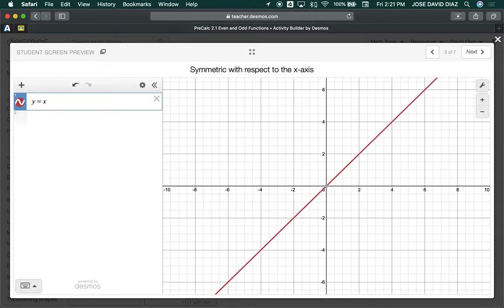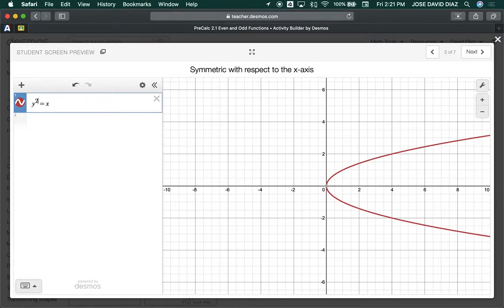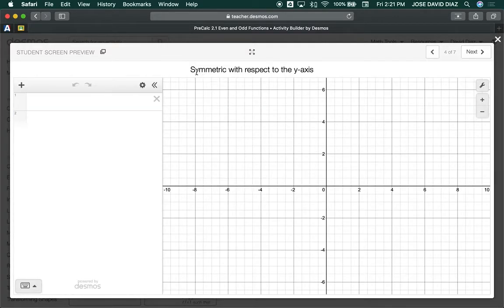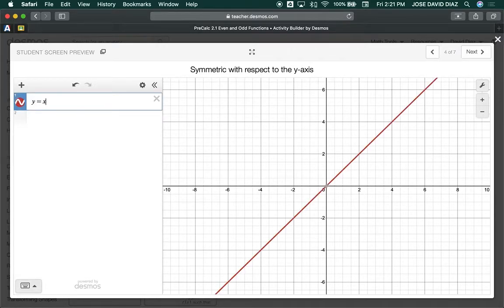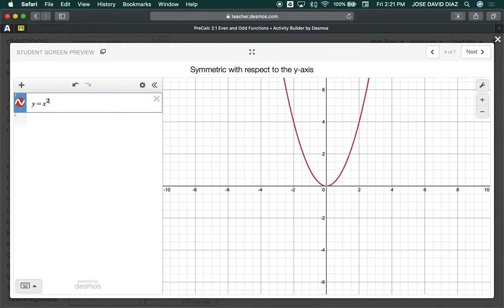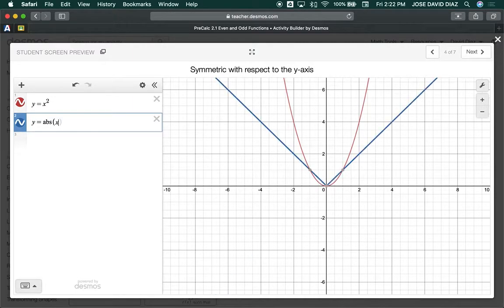We can just place the square. So that will be a graph that's symmetric with respect to the x-axis. One that's symmetric with respect to the y-axis will be one of the graphs. Y equals, correct, x squared. What's another one? Y equals absolute value of x, or you can also do the bars. Either one works. Or you can do ABS and then parenthesis x. So those are symmetric with respect to the y-axis.